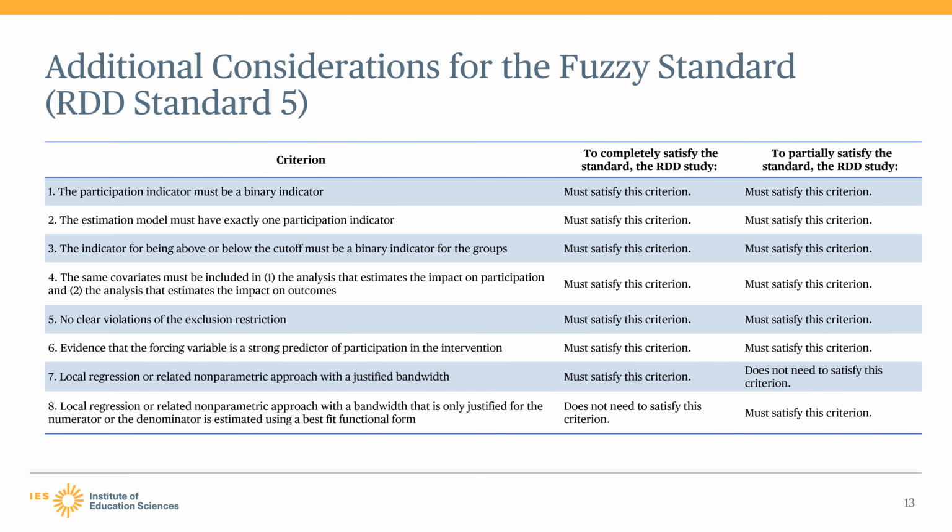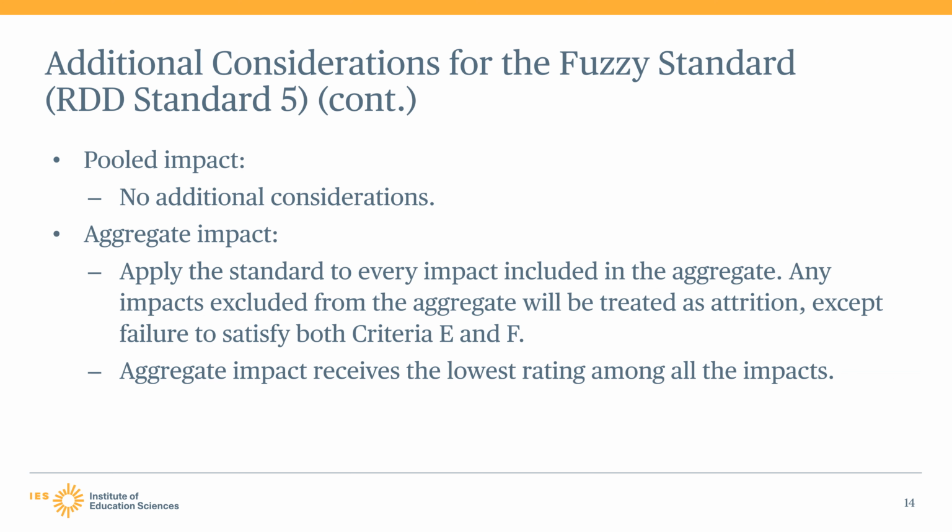Finally, you'll recall that the 5th RDD standard is specifically for reviewing evidence from fuzzy regression discontinuity design studies and includes 8 criteria when evaluating these specific types of RDDs. So when applying the fuzzy RDD standard to studies reporting pooled impacts, this standard can be applied directly and no additional considerations are needed. However, when applying the fuzzy RDD standard to studies reporting aggregate impacts, this standard must be applied to every impact included in the aggregate.